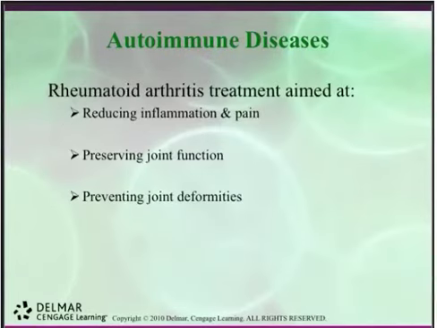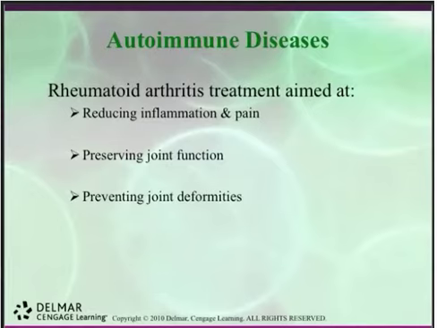The treatments are aimed at reducing inflammation and pain, preserving joint function, and preventing joint deformity. Anti-inflammatory meds are the first choice for treatments. These include aspirins and NSAIDs and even corticosteroids if the symptoms are severe. Again, the reason that we prefer NSAIDs over corticosteroids is because we can use NSAIDs over a longer period of time without the deleterious effects on immune function.